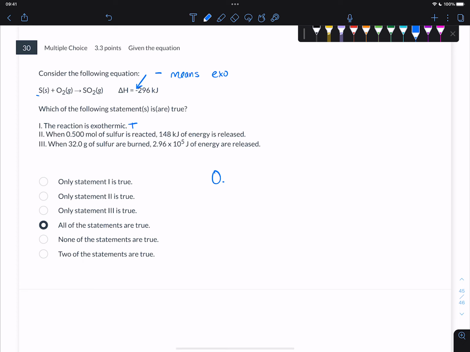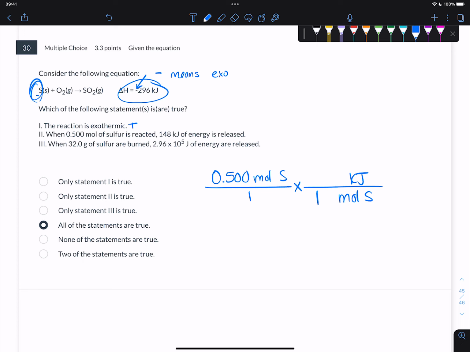Let's do a little bit of basic stoichiometry. 0.500 moles of sulfur. We're going to do a basic proportion. We're going to convert our moles of sulfur into kilojoules of energy. We have a big invisible 1 in front of the moles of sulfur, and we can just use this from our equation, 296. And it looks right. 296 divided by 2, basically 148. Good to go. That one makes sense.